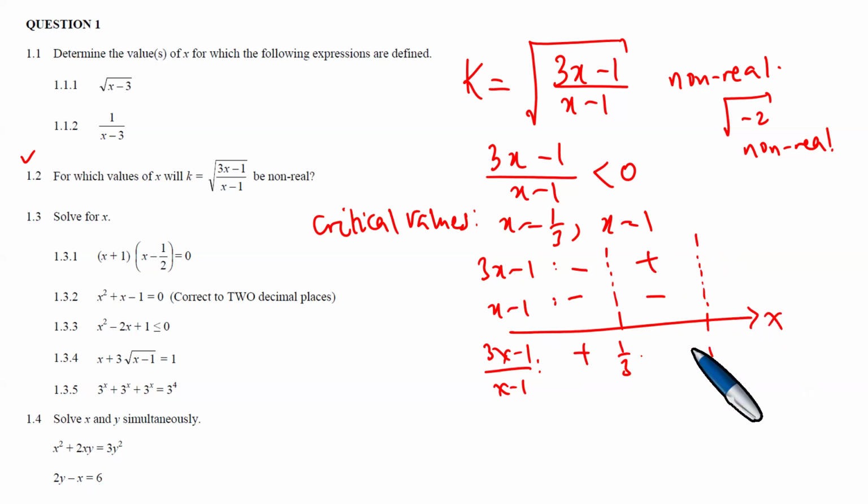Bigger than 1, you put here maybe 2. 3 times 2 minus 1 is a positive. 2 minus 1 is a positive. You divide these, you have a negative and you have a positive. So for which values of x will this one be non-real? It will be non-real when this expression is negative, and the negativity is between 1/3 and 1. So x is between 1/3 and 1, and therefore that becomes the answer to the question.